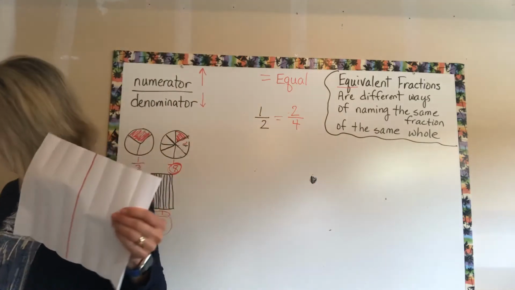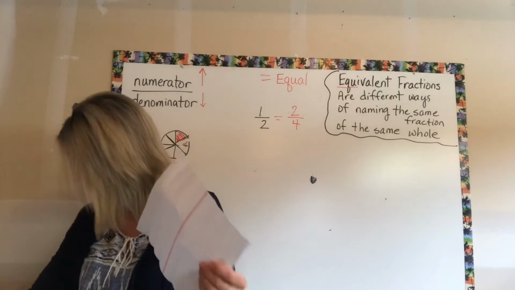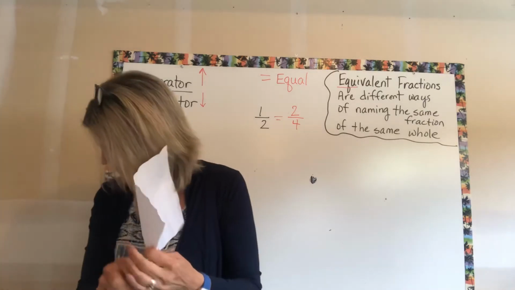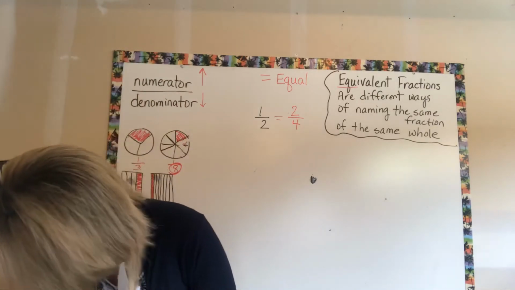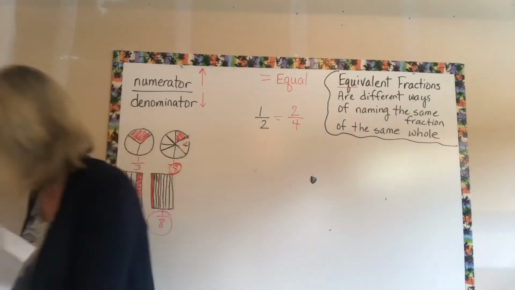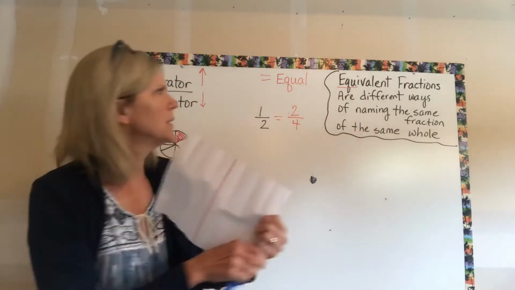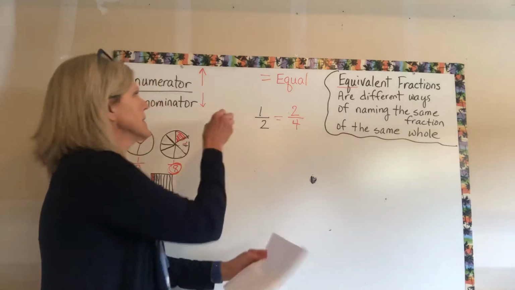Let's use a blue one for that. Let me have a better blue. Maybe not. I don't think this is a very good blue. Oh, here it is. Here's my blue. Sorry. Okay, so we just divided this into 8 pieces.